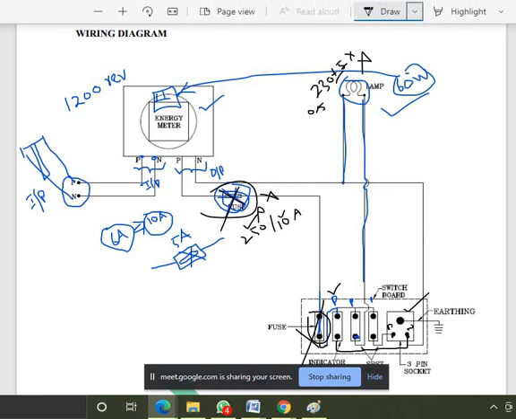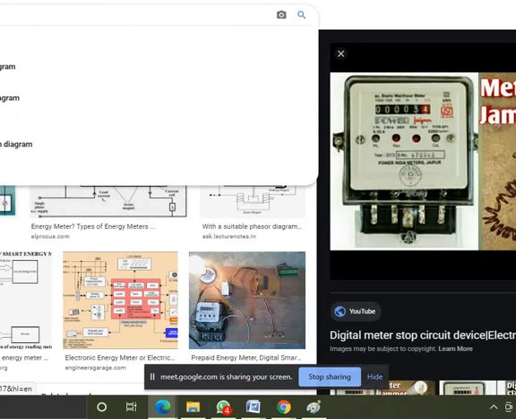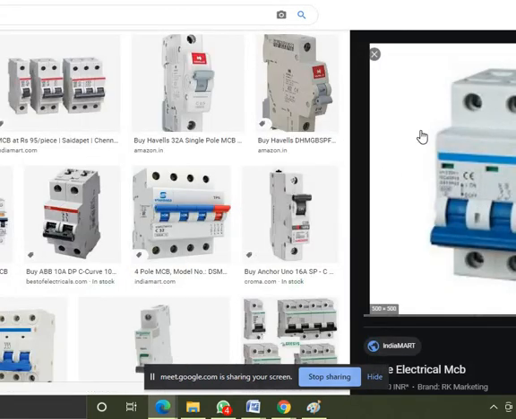Maybe I will show the diagram, the circuit breaker diagram also. MCB, that is a miniature circuit breaker. This is an MCB diagram. You can take any two points as input and any two points as output. Here it is 230 voltage, and they mention the current rating when you purchase. If our total current rating is 6 or 7 ampere, we can go for the 10 ampere.